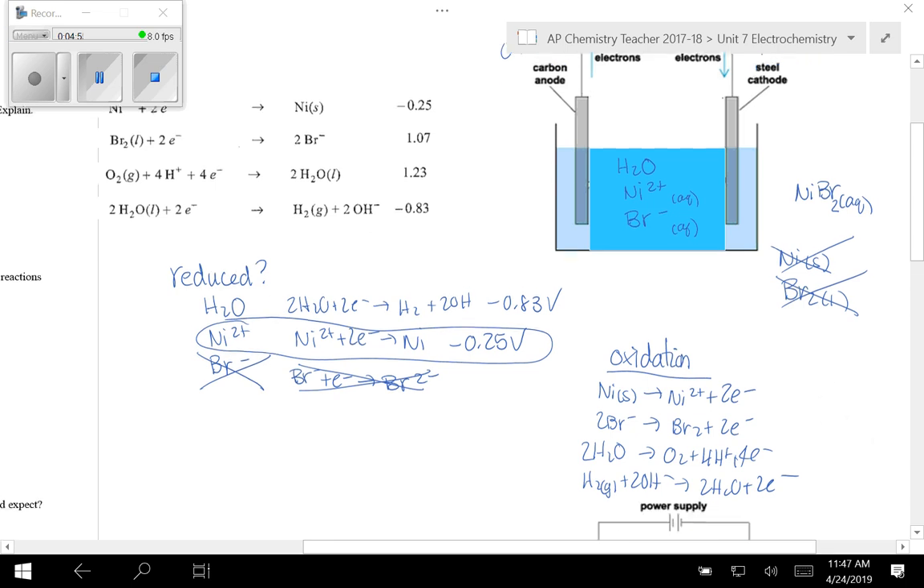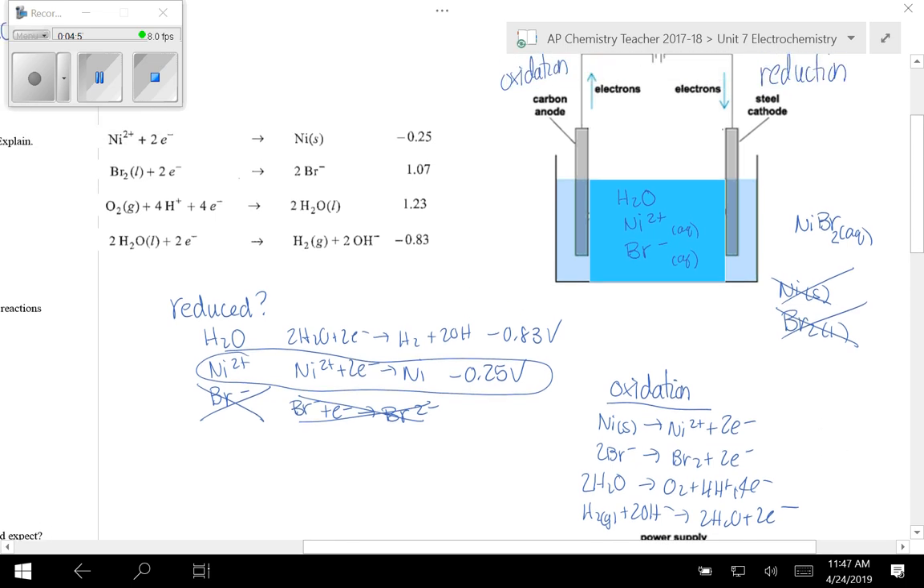So let's first go through and eliminate things that do not exist in our cell. So for example, this first one, solid nickel, that reaction can't occur because we don't have any solid nickel in our cell. All we have is nickel ions. So there's no solid nickel to react. Down here at the bottom, this one shows hydrogen gas is my reactant. I don't have any hydrogen gas. So I'm left with just bromide ions and water.